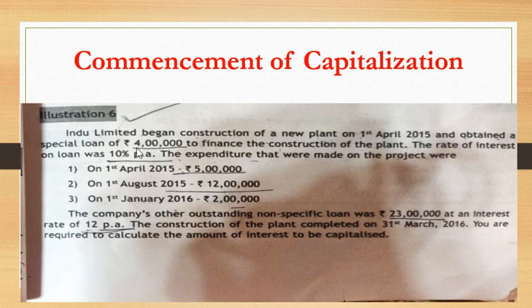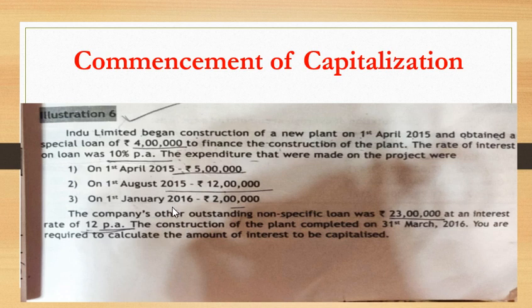Illustration 6 starts with: Indu Limited began construction of a new plant on 1st April 2015 and obtained a special loan of rupees 4 lakh to finance the construction of the plant. The rate of interest on the loan was 10% per annum. The expenditures made on the project were on 1st April 2015 rupees 5 lakh, on 1st August 2015 rupees 12 lakh, on 1st January 2016 2 lakh. The company's other outstanding non-specific loan was rupees 23 lakh at an interest rate of 12% per annum. The construction of the plant was completed on 31st March 2016. You are required to calculate the amount of interest to be capitalized.